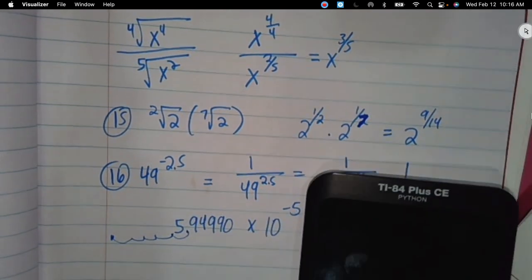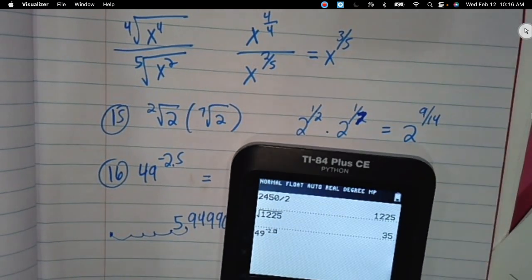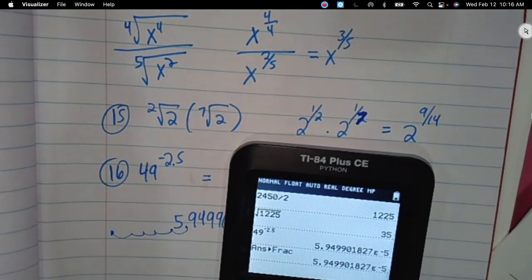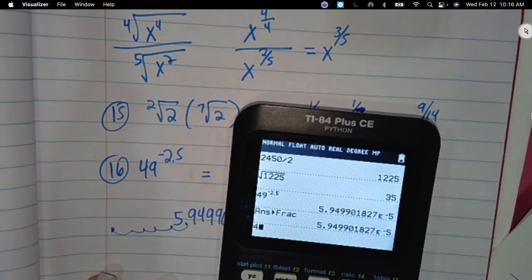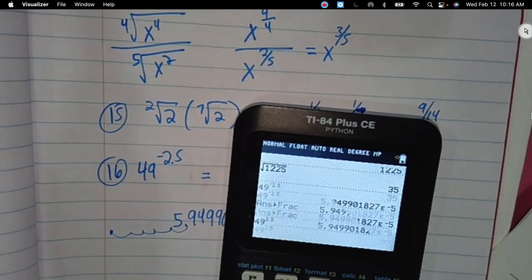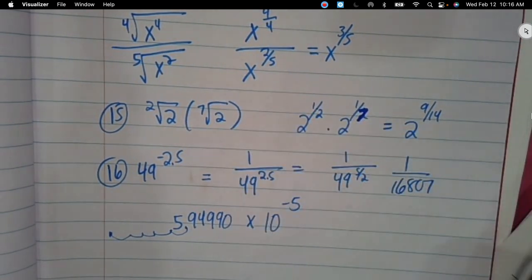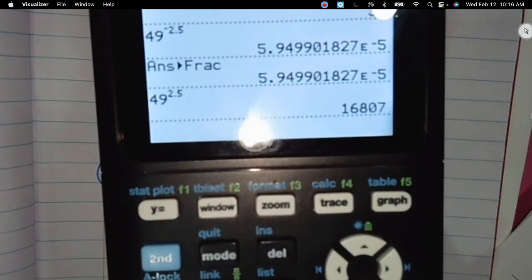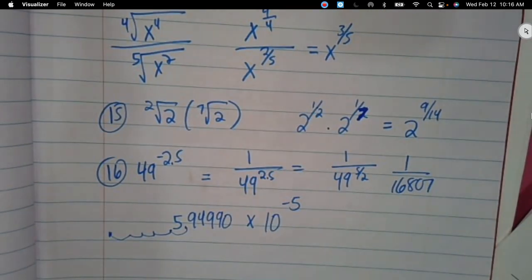Well, how did you type it in? 49 to the negative 2.5? Yes, ma'am. Math enter enter? It doesn't work. What did you do, 49 to the 5/2? Mine did 49 to the 2.5. Oh, there you go. I just typed in the positive exponent and it gave me that. Then you put that in the denominator because it's a negative exponent. But what did you have to know to do? Move it to the denominator because it was a negative exponent.